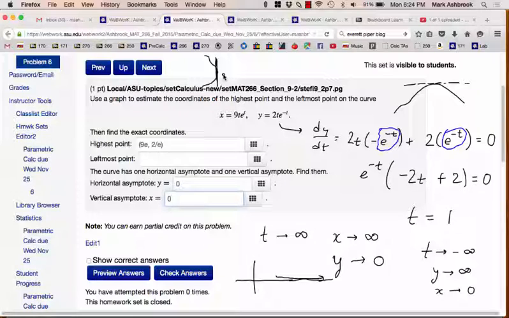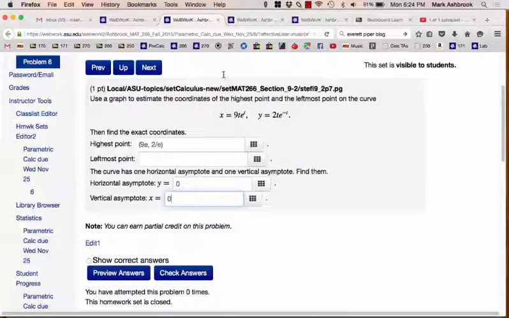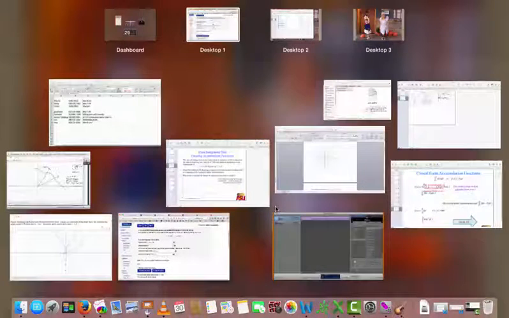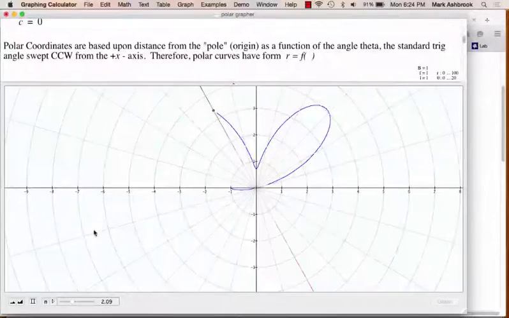Okay, other questions? Okay, so let's go on to polar. This is the last thing we do, tonight and Wednesday night: polar coordinates.